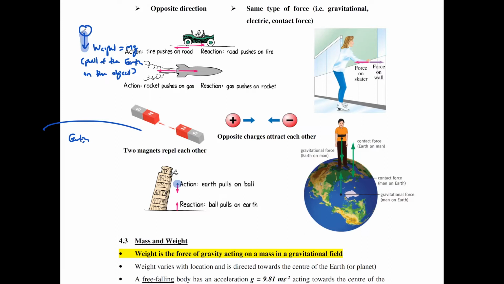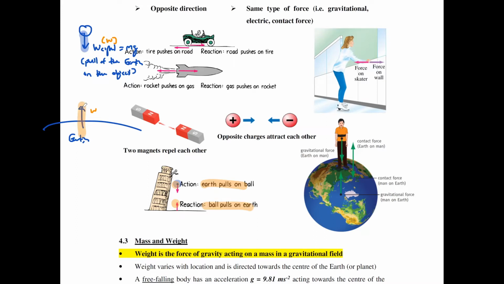According to Newton's third law, this ball will also exert an equal and opposite force back on the Earth. So let's say right now the force is the weight W here, the ball will also exert a force equal to W back onto the Earth. That's what you're seeing here. The ball has an action force: the Earth is pulling onto the ball. And in reaction to that, the ball will pull back onto the Earth.